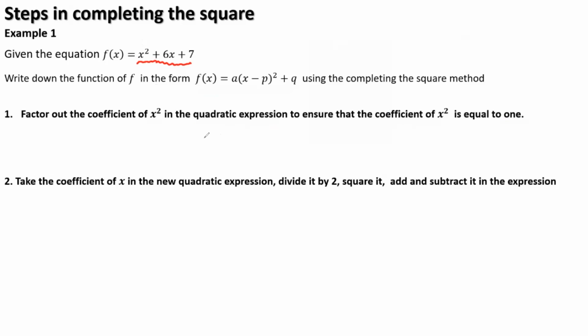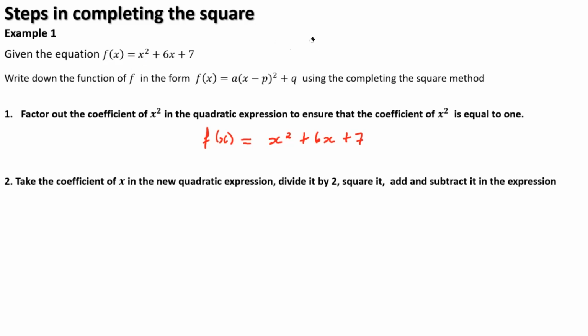So step number 1, all we have is just noticing that the coefficient of x squared is 1. Just as a heads up, the coefficient of x squared is the number multiplying x squared. So this is my x squared right here, and the number multiplying x squared is 1. It's a ghost 1. We don't see it.